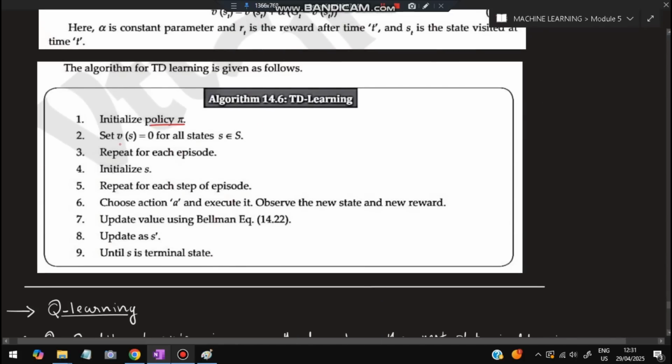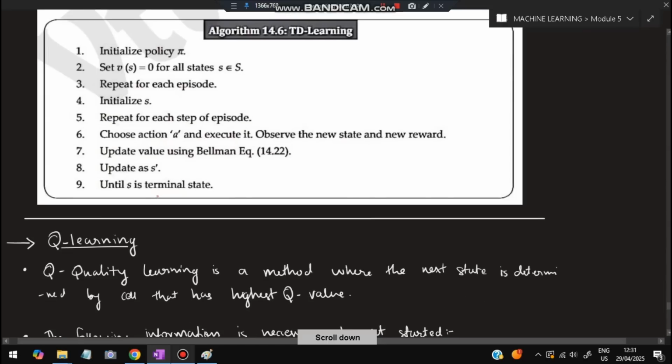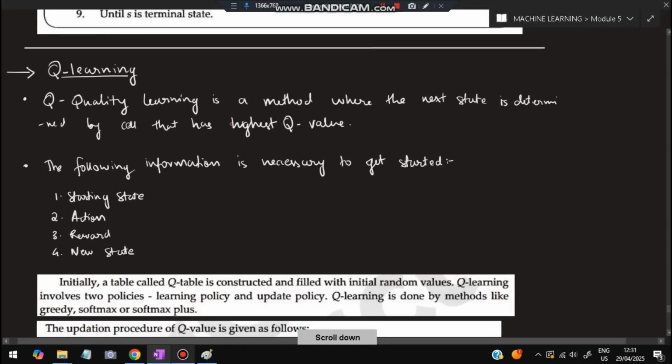First, set a policy, set the value of the state as 0, and state should belong to the set of states. Repeat for each episode, initialize the initial state and choose an action. Okay, choose an action and observe the new state and the new reward, update the values and repeat it. Okay, until the S state is terminated. Next one is Q learning.